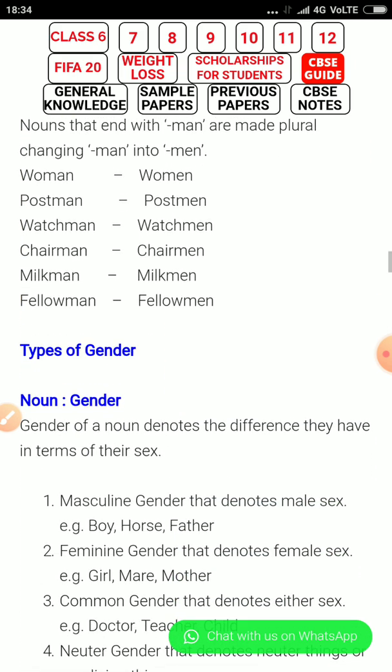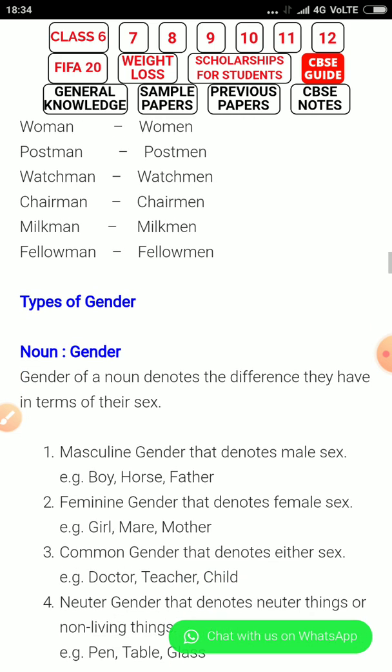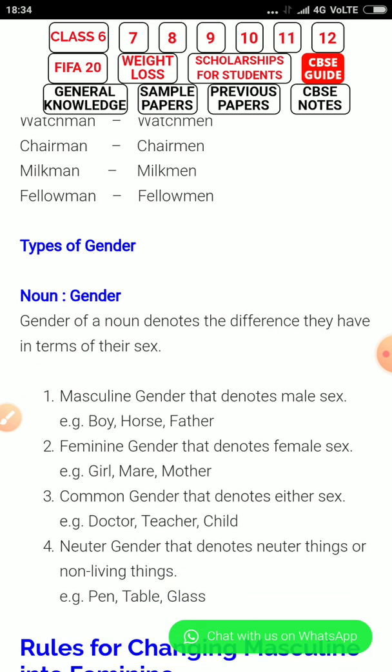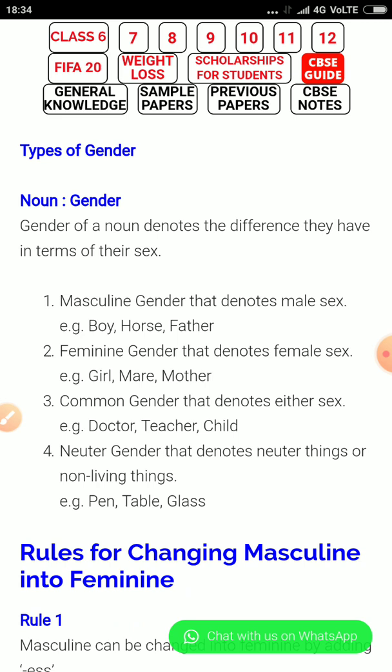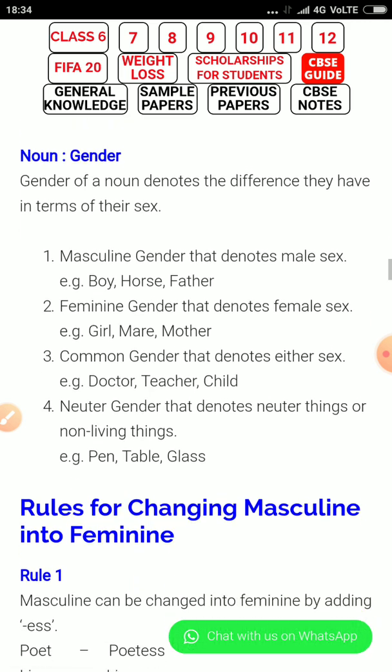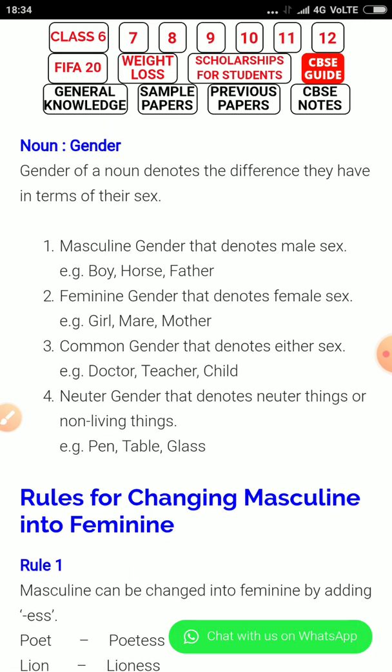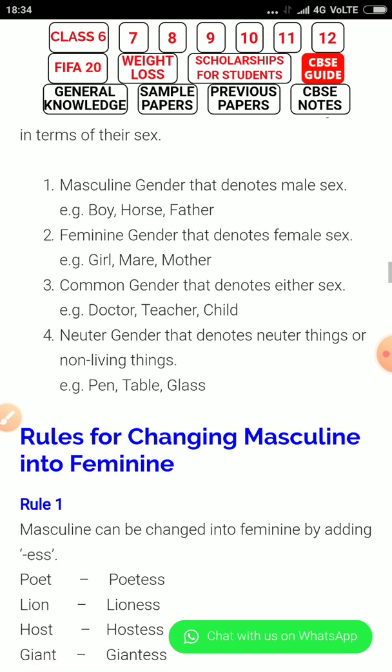Types of gender. Gender of a noun denotes different types in terms of their sex. Masculine gender denotes male sex. Example: boy, horse, father. Feminine gender denotes female sex. Example: girl, mare, mother. Common gender denotes either sex in both cases. Example: doctor, teacher, child. Neuter gender denotes neuter things or non-living things. Example: pen, table, glass.